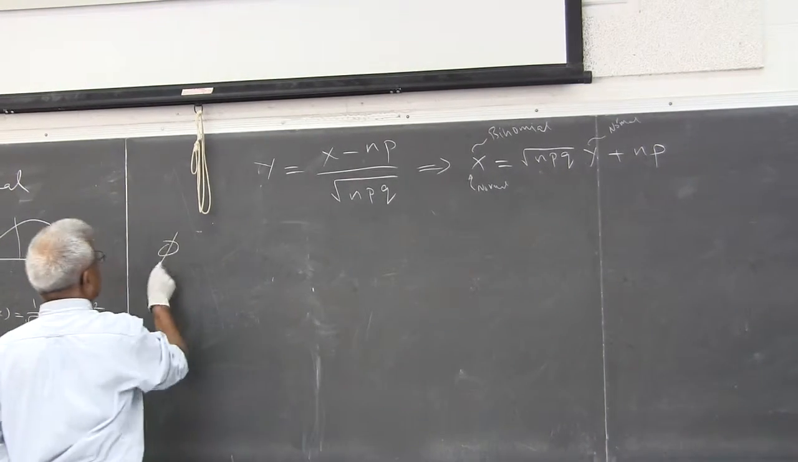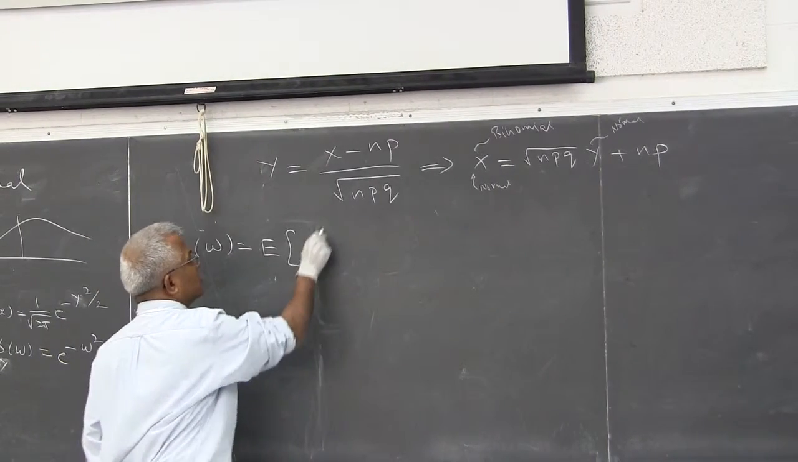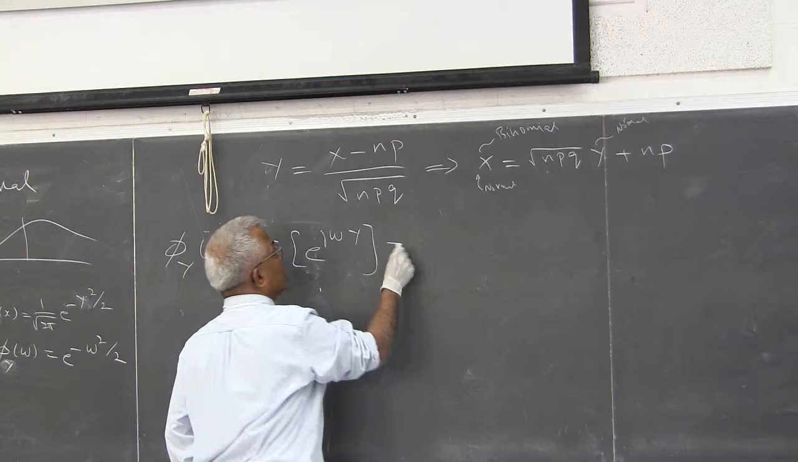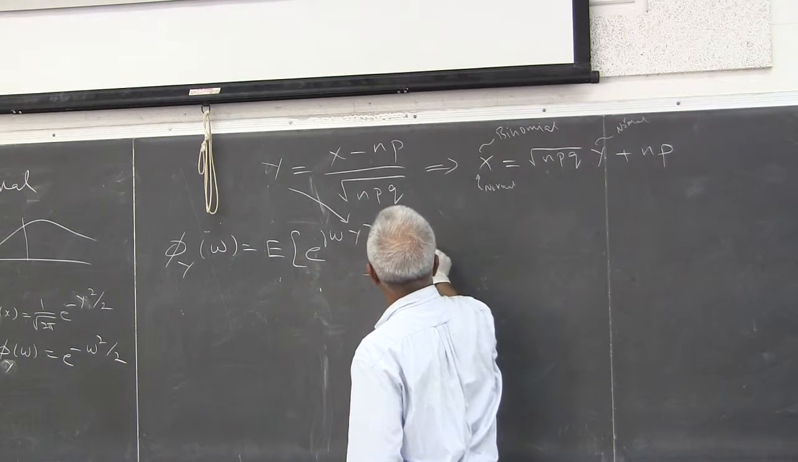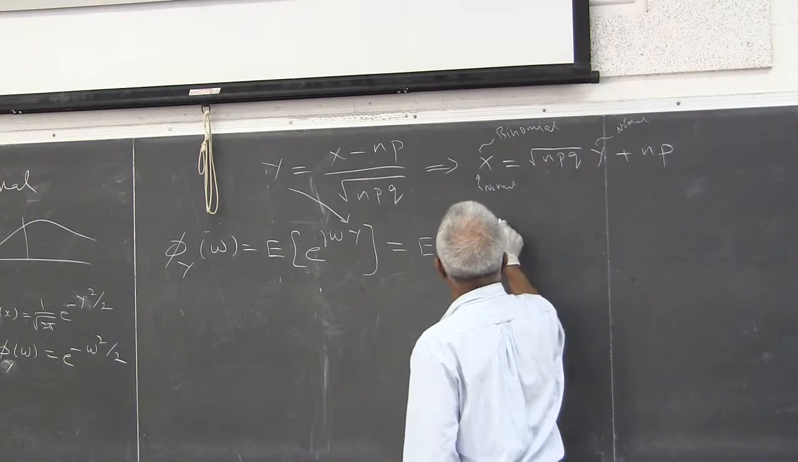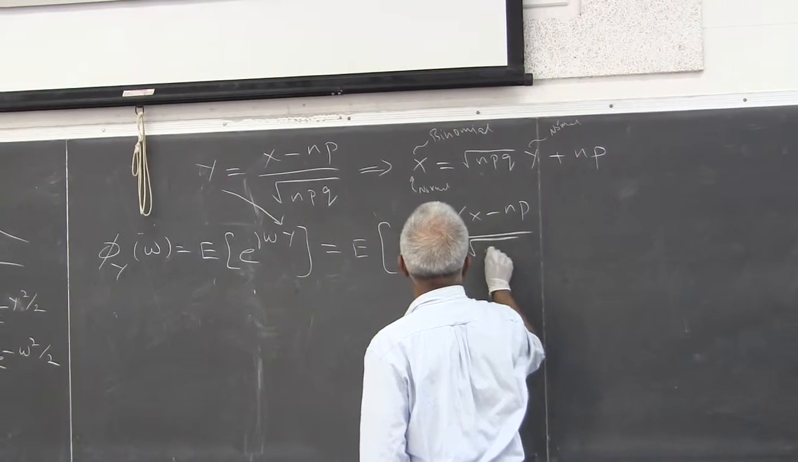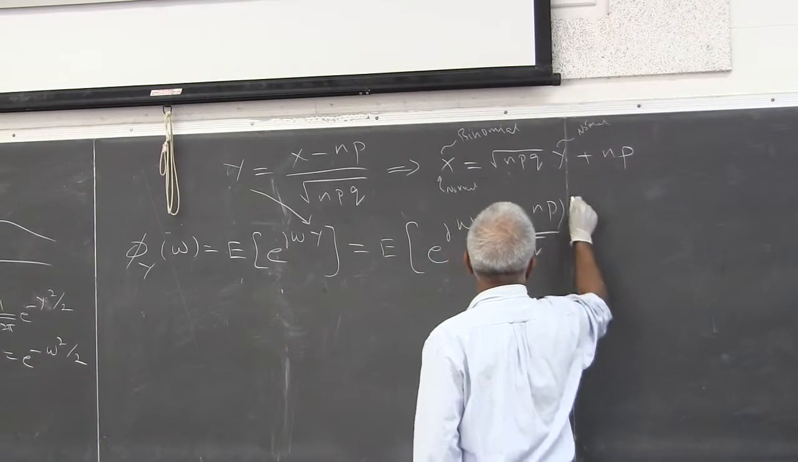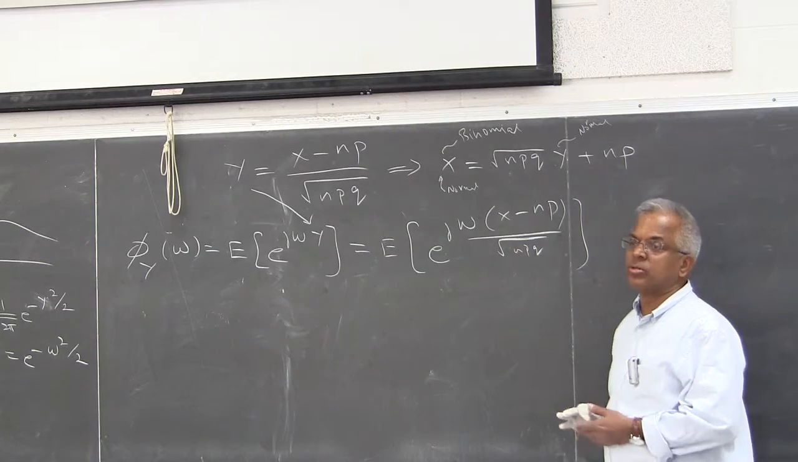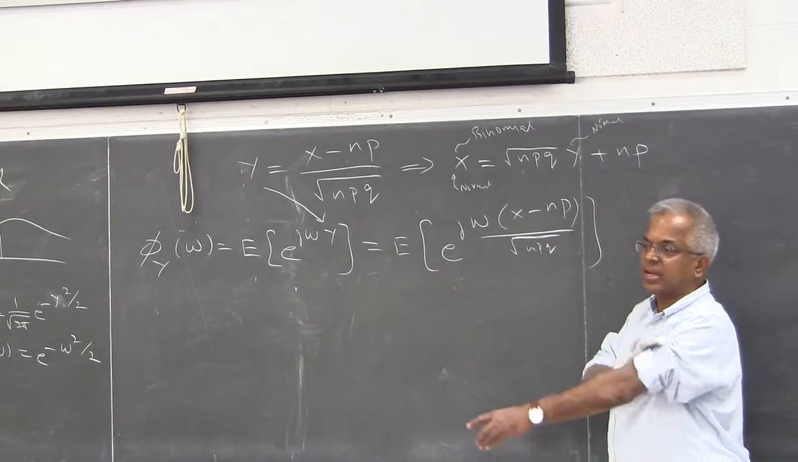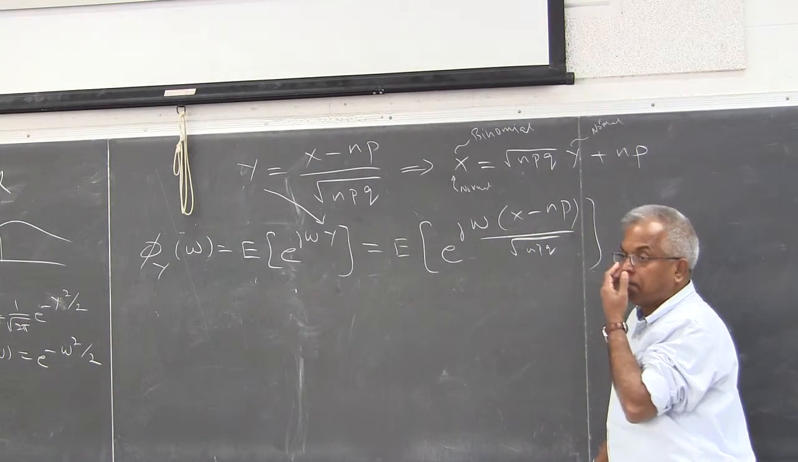So let me start with the characteristic function of y here. So this is the expectation of e raised to j omega y. But look here, y is given from here. So this is e raised to j omega (X minus np) over square root of npq. Now, if you have watched the video, there is no reason to do this. I have already done this in exactly the same way. So how did you get y equal to X minus np over root npq?